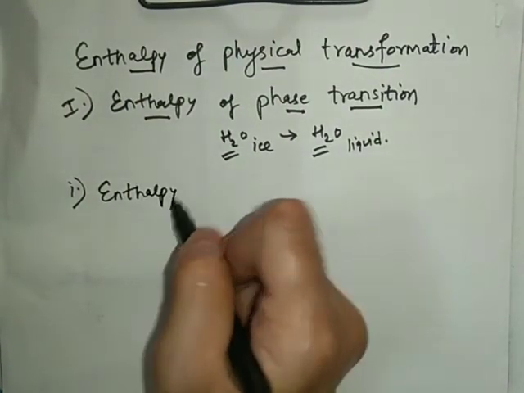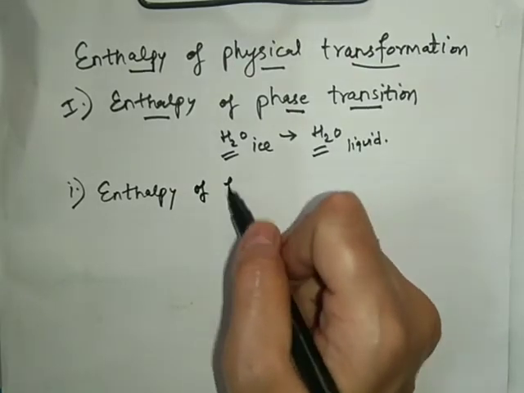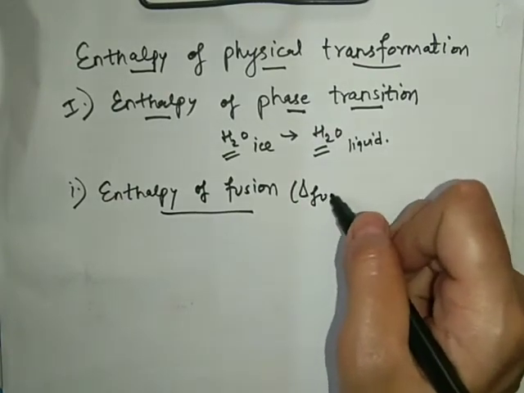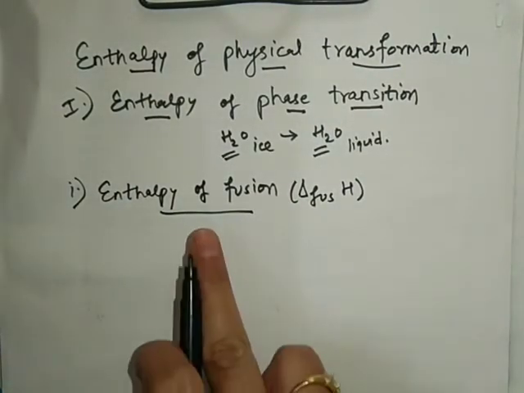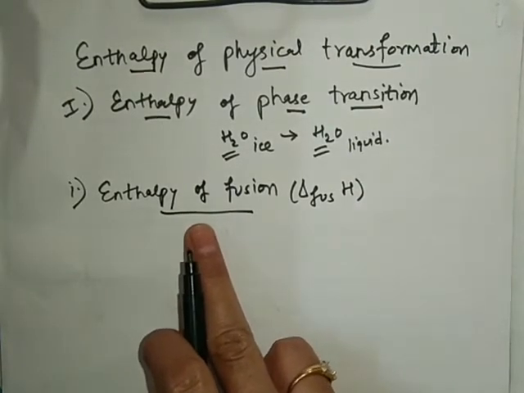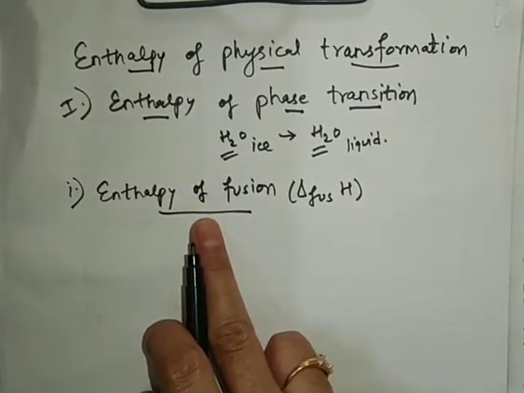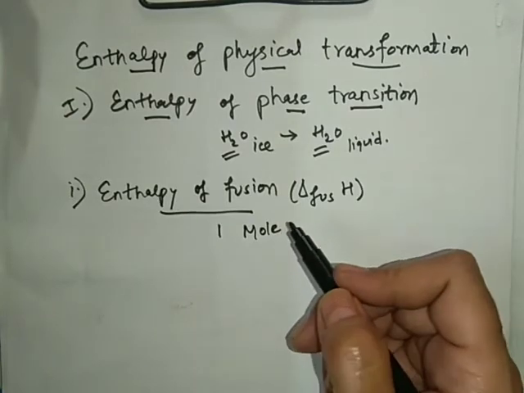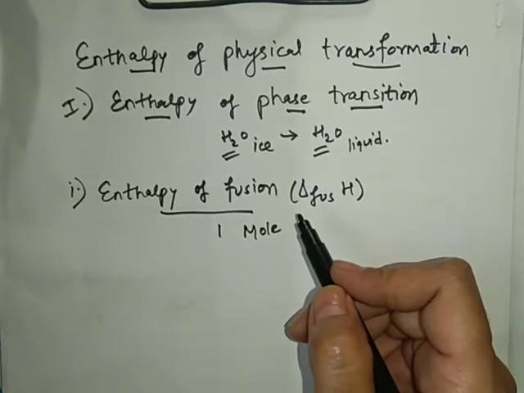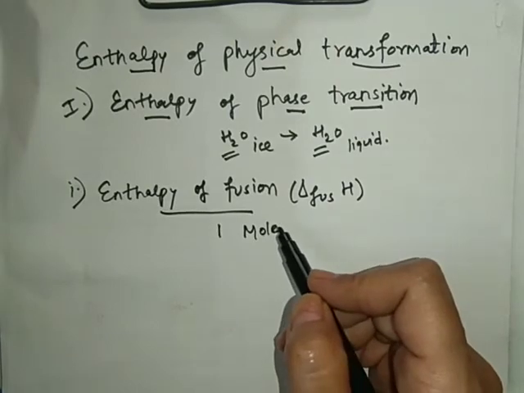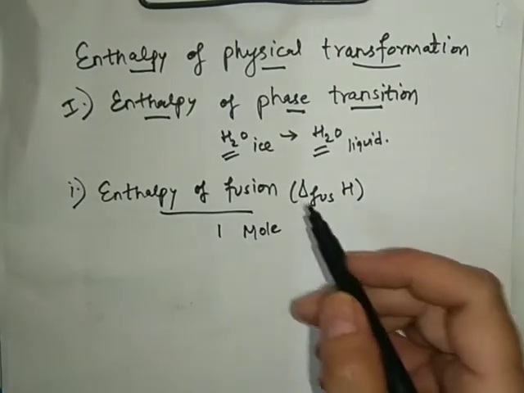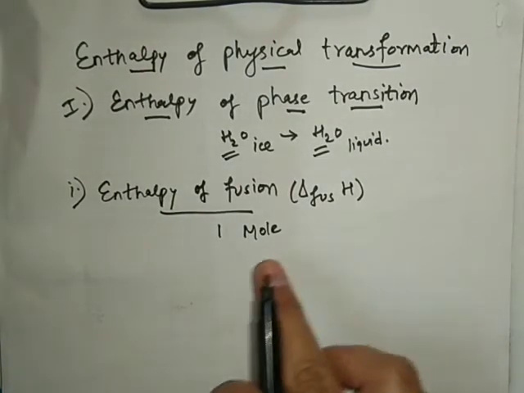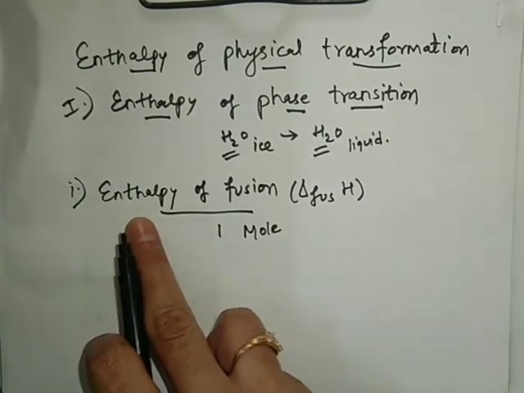First one is called enthalpy of fusion. You may know what fusion is. Melting, right? So how do we define enthalpy of fusion? The enthalpy change that occurs when one mole of a solid is converted into liquid without change in temperature at constant pressure, that is called enthalpy of fusion. So what is fusion? Solid to liquid.